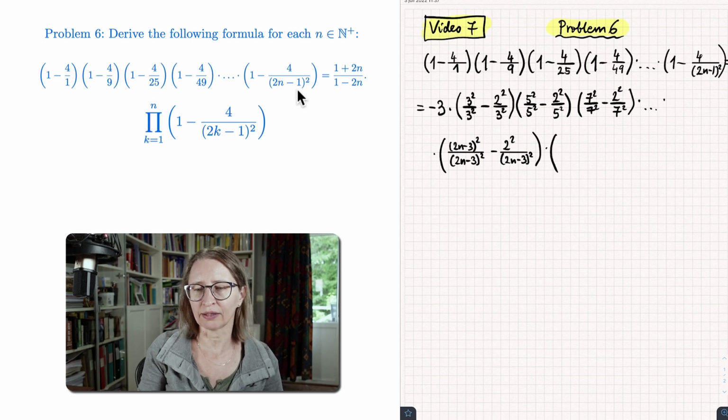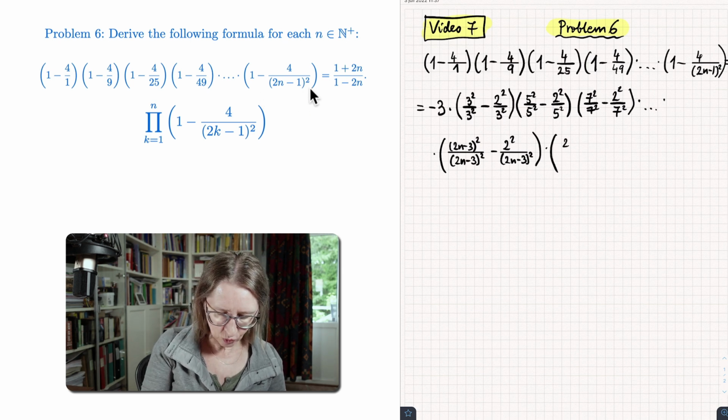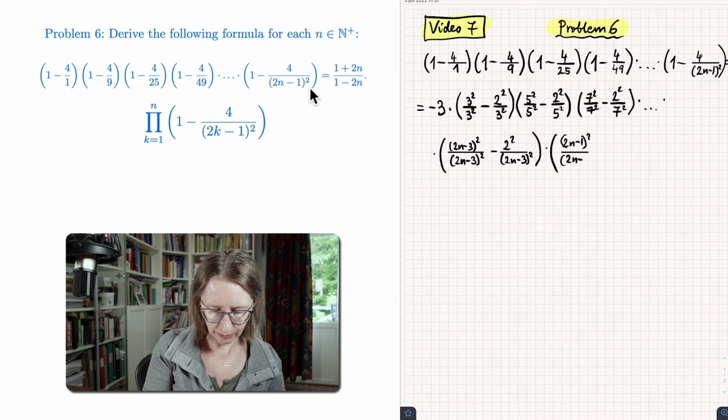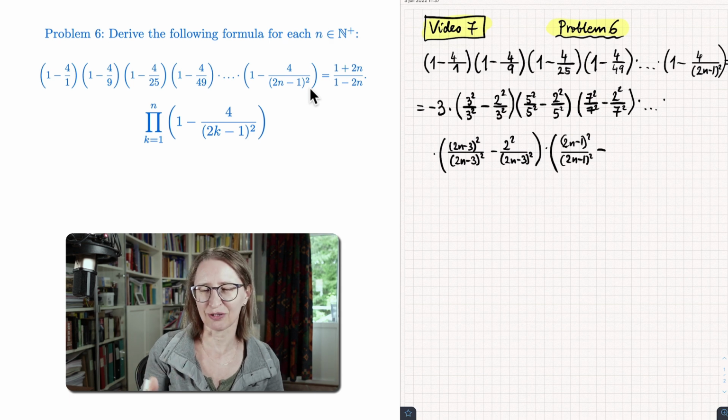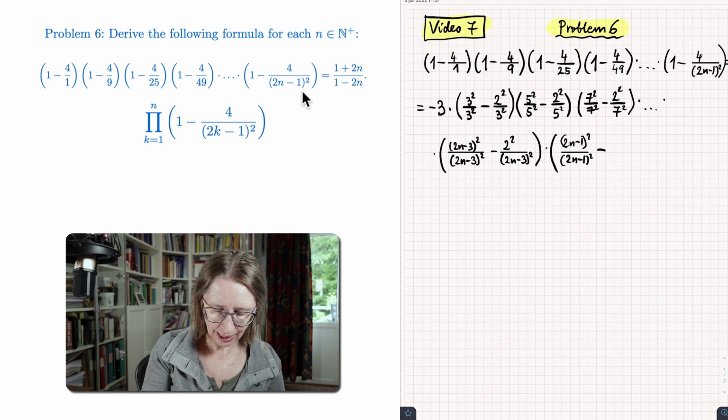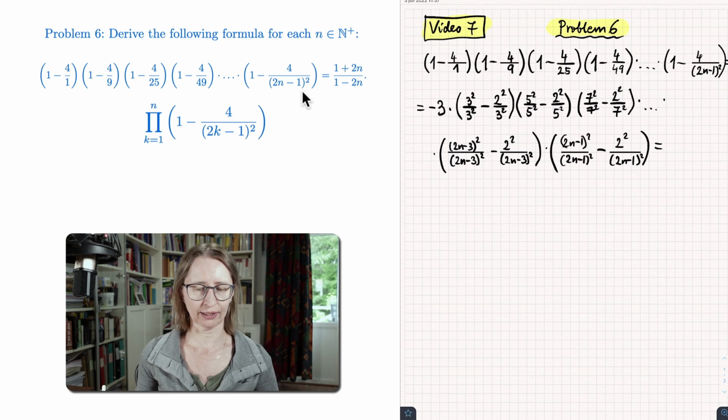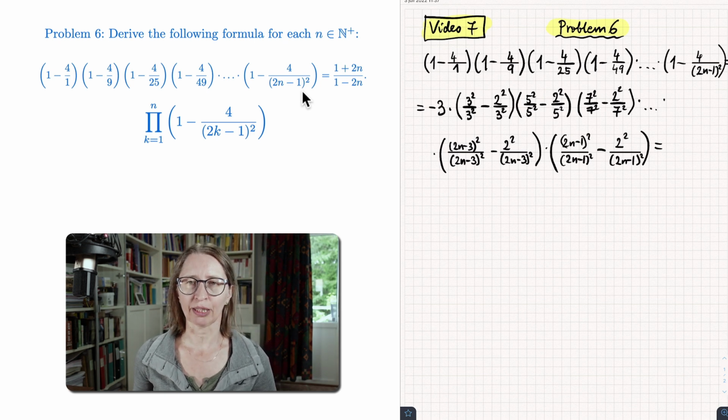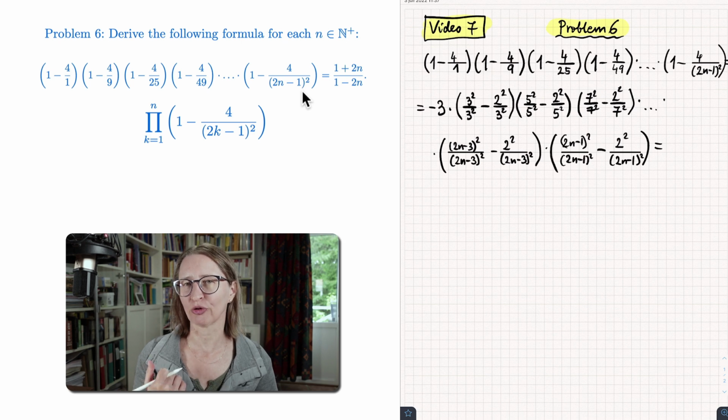And the very last one is here, (2n minus 1) squared divided by (2n minus 1) squared. This is just a fancy way of writing down 1. And here 2 squared divided by (2n minus 1) squared. Now I'm done with my preparation, and now I will simply perform this subtraction of fractions in each parenthesis, and I do have a common denominator already everywhere.